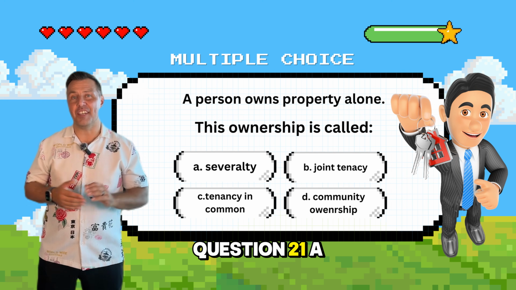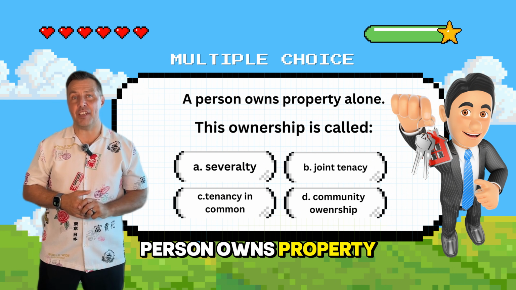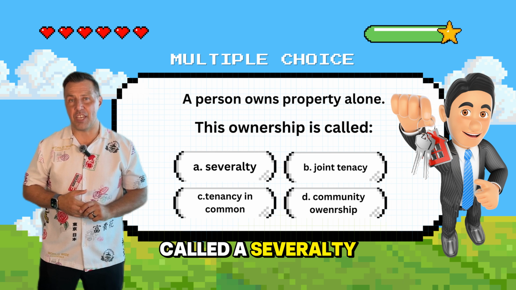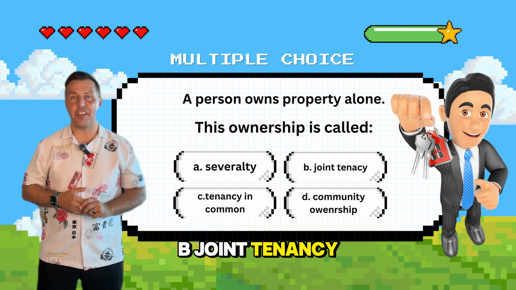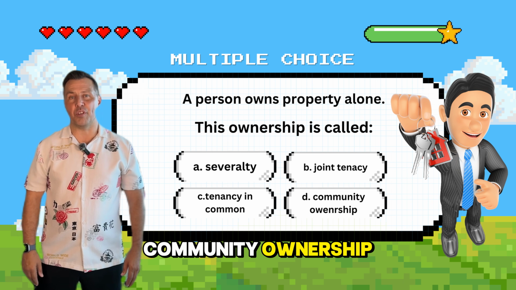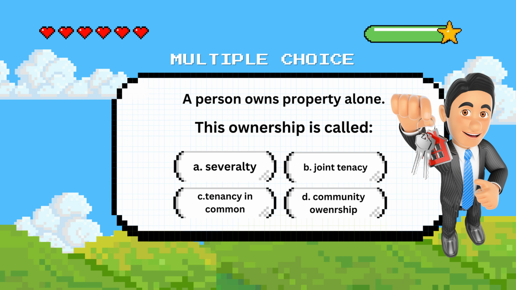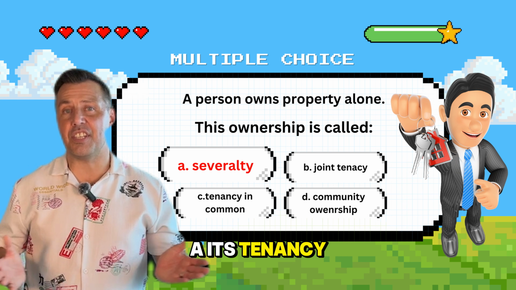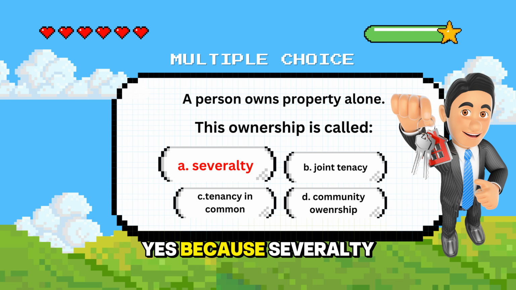Question 21. A person owns property alone. The ownership is called A. Severalty, B. Joint tenancy, C. Tenancy in common, or D. Community ownership. The answer is A. It's tenancy in severalty. Yes, because severalty means sole ownership.